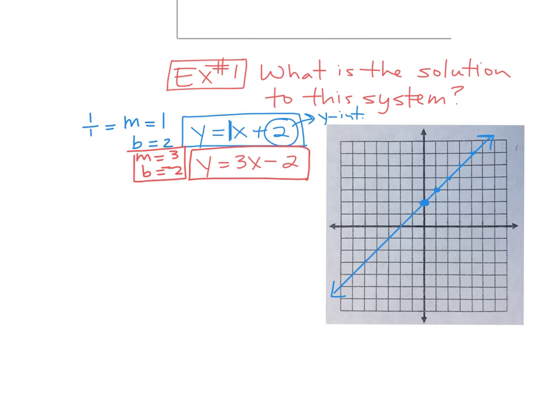Which of those do I plot first? The b, the -2. So you're going to go down 2 and put a point in. And now what was your slope? 3. Where do I move? Up 3, over 1. 1, 2, 3 up, over 1, okay? Now here's the deal.